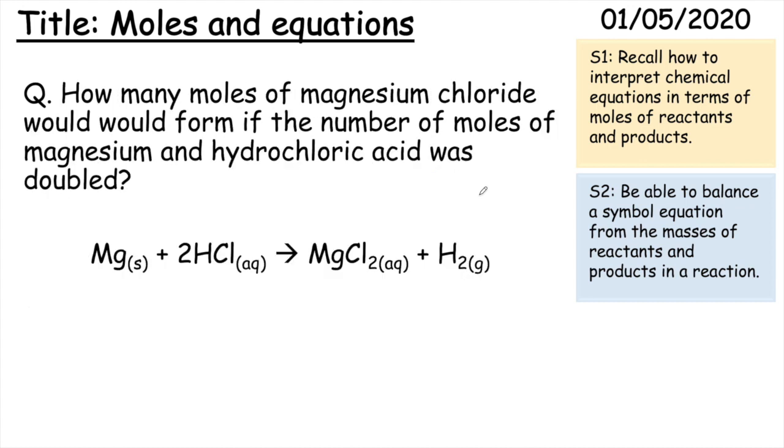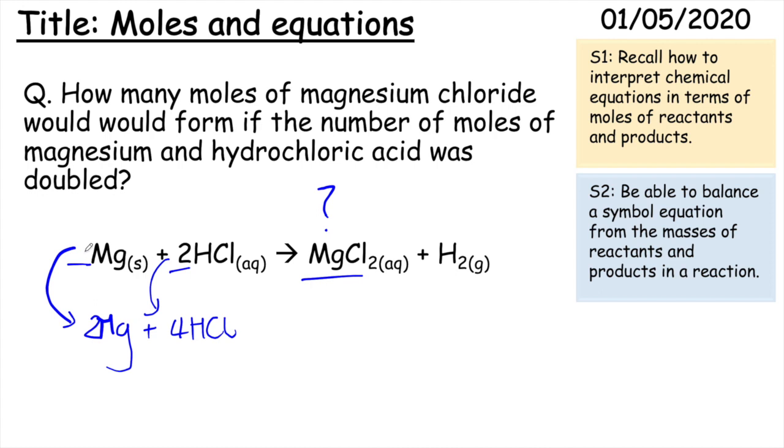Right, we're going to look at what would happen now if we change the number of moles. So for example, how many moles of magnesium chloride, so how many moles of this, would you form if the number of moles of magnesium and hydrochloric acid, so these, were doubled? So if we double this, so going from 1 mole of magnesium to 2 moles of magnesium, and from 2 moles of hydrochloric acid to 4 moles of hydrochloric acid.